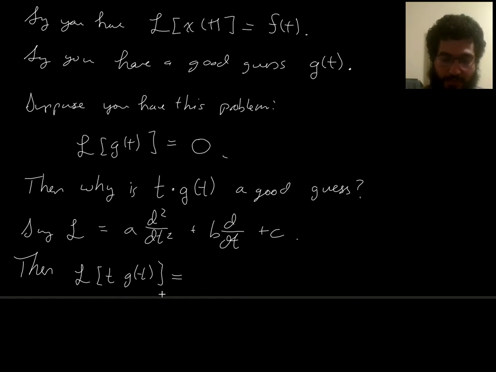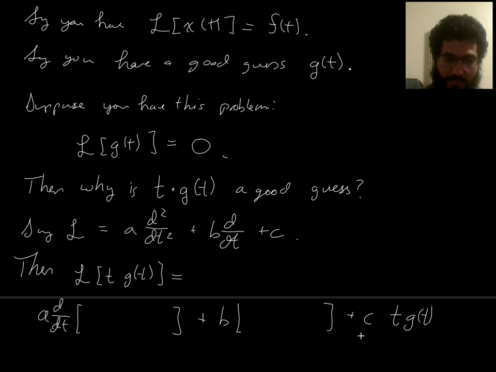Then when you apply L to this product, you get a times the second derivative of this, which is the first derivative of this. So let me apply the product rule to get the first derivative, plus b times, again, I'll apply the product rule to get the derivative of this, plus c times this, so t g of t. Okay, so here I'll put the derivative of this by the product rule. That's g of t plus t g prime of t.